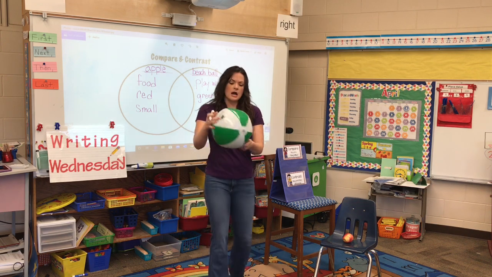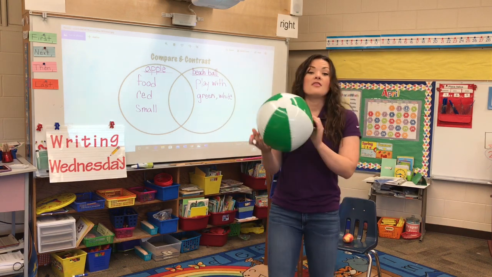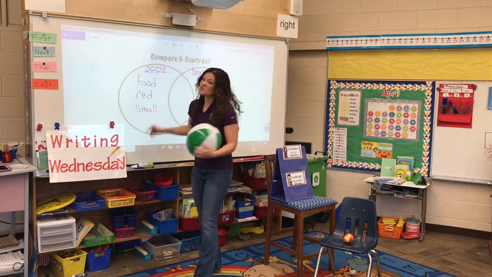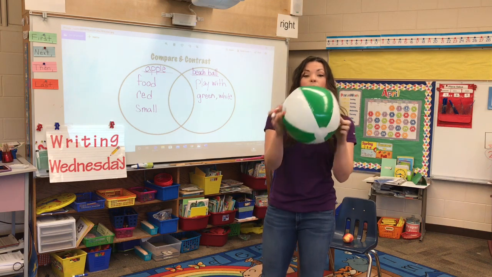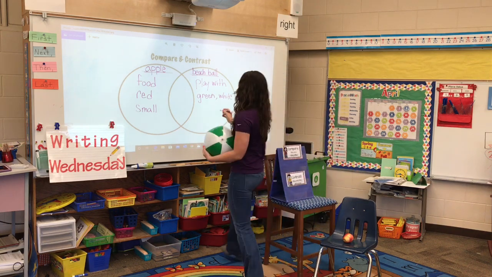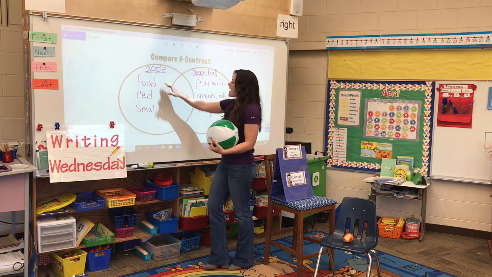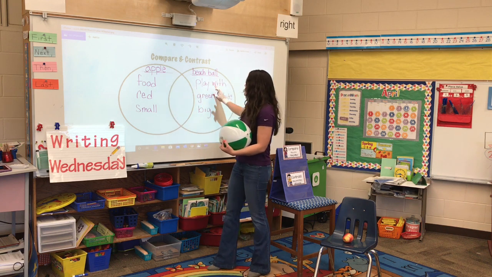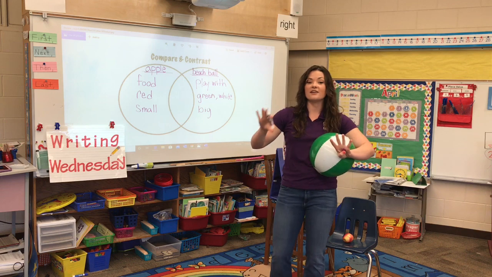Let's see what else. My beach ball is much bigger than my apple. So I said my apple was small. My beach ball's not very small, it's a lot bigger. So I'm going to write big, because my beach ball is big compared to the size of my apple. So I'm going to write big. So I have 1, 2, 3 things to describe my apple, and I have 1, 2, 3 things to describe my beach ball. They're contrasting different ideas.